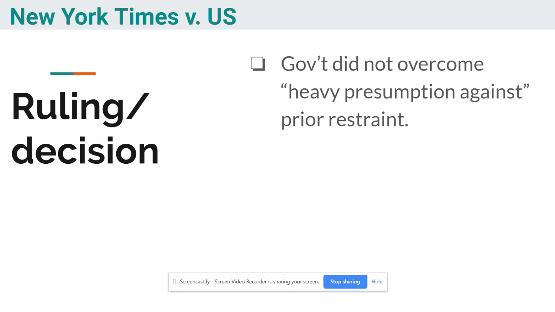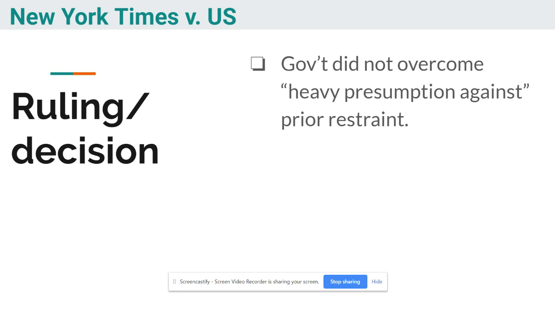Ruling and decision. So the government did not overcome, and this is where we get into some crazy vocabulary here. So you're just going to have to work with me and remember this. The government did not overcome heavy presumption against prior restraint. Get that down. Government did not overcome heavy presumption against prior restraint.